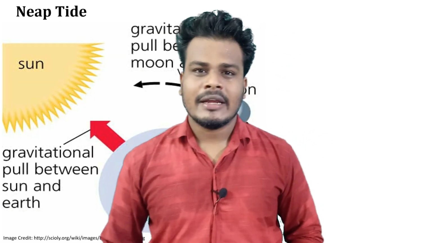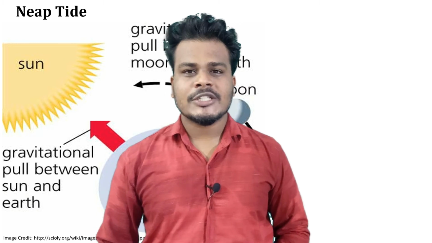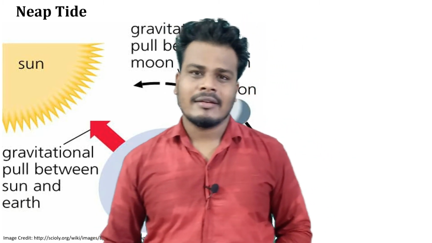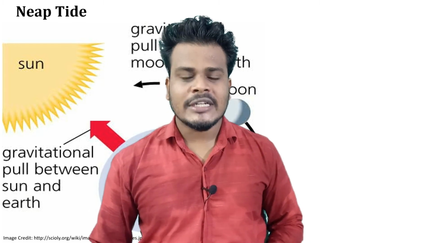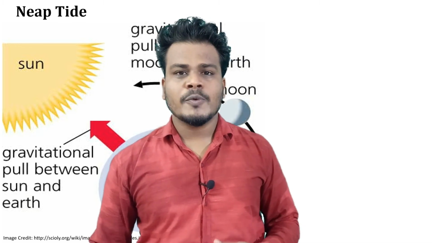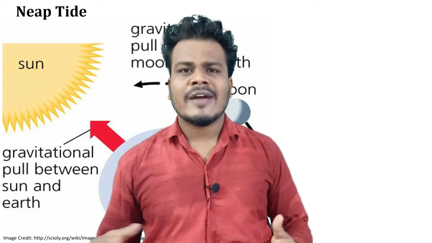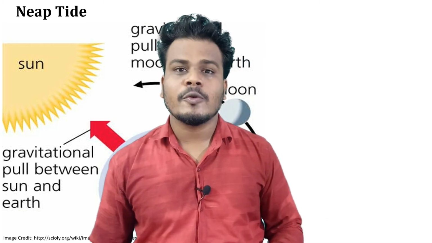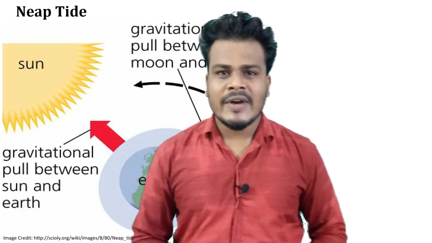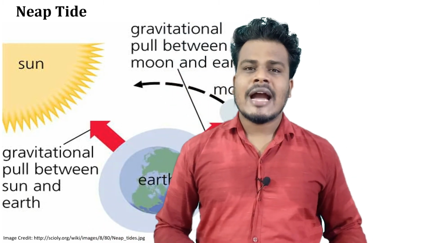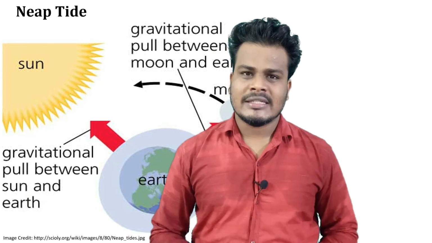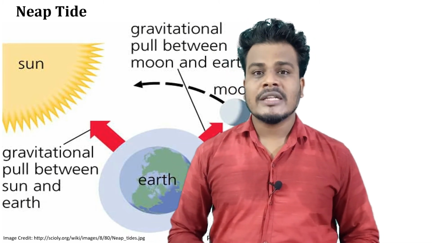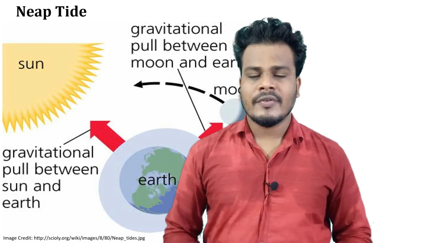Next is neap tide. During neap tide, the position of the sun, moon and the earth creates a right angle. Since now they are in different directions, the gravitational pull of the moon and sun fights with each other because now there is a gravitational pull in the opposite direction, and that is why the difference between the high tide and low tide is very less. So therefore in neap tide you will not find much difference in the tidal range.